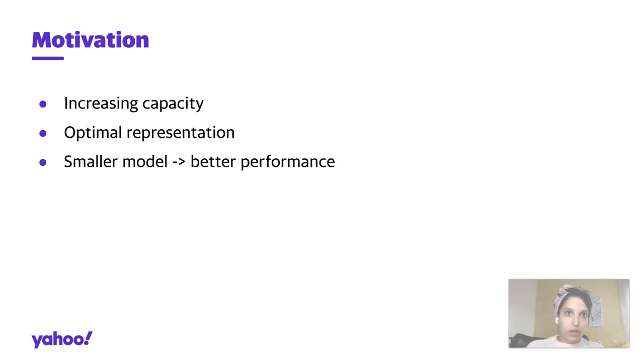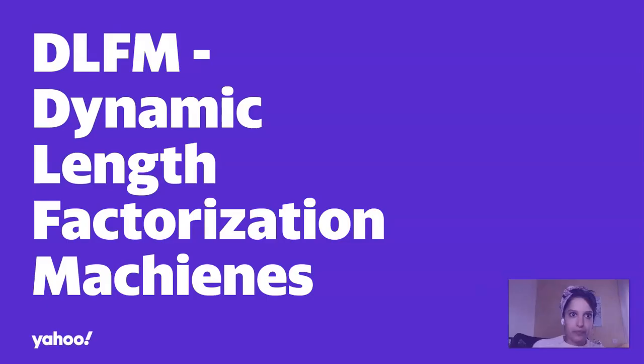And third, the model size affects many of the system performance measures, such as the training time, the memory consumption, the serving delay, the number of queries or auctions per second it can handle, etc. So, by reducing the model size, we would achieve better performance. So now that we understand the motivation, let's talk about the algorithm.